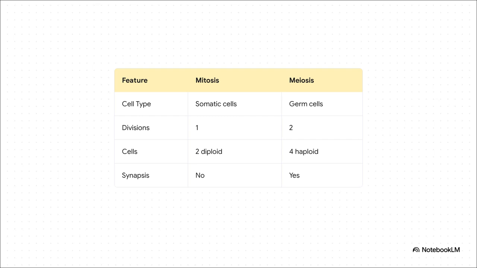Meiosis is totally different. It's exclusively for germ cells. It forces 2 complete divisions, and because of that wild synapsis and crossing over back in prophase 1, it generates 4 haploid cells that are genetically distinct from each other and completely different from the parent cell.